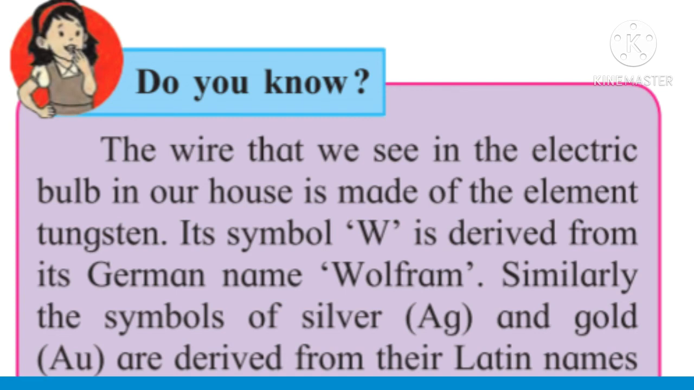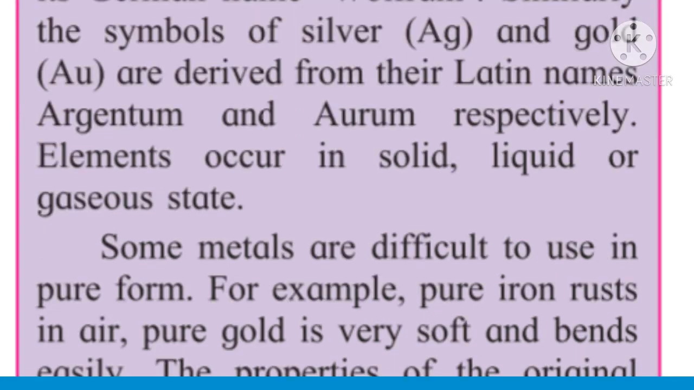Similarly, the symbols of silver and gold are derived from their Latin names. The symbol of gold is Au and the symbol of silver is Ag. The Latin name of silver is argentum, therefore the symbol is given Ag, and the Latin name of gold is aurum, therefore the symbol is given Au.